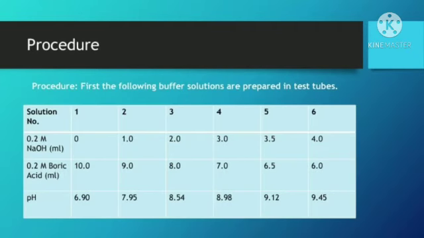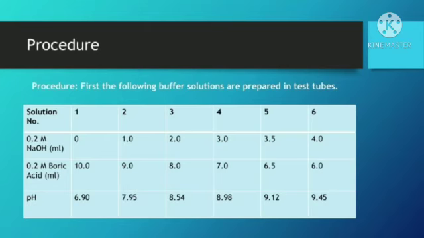Procedure. First, the following buffer solutions are prepared in test tubes. Solution number 1: 0.2 molar NaOH 0 ml and 0.2 molar boric acid 10 ml, pH 6.90. Solution number 2: 0.2 molar NaOH 1 ml and 0.2 molar boric acid 9 ml, pH 7.95. Solution number 3: 0.2 molar NaOH 2 ml and 0.2 molar boric acid 8 ml, pH 8.54.